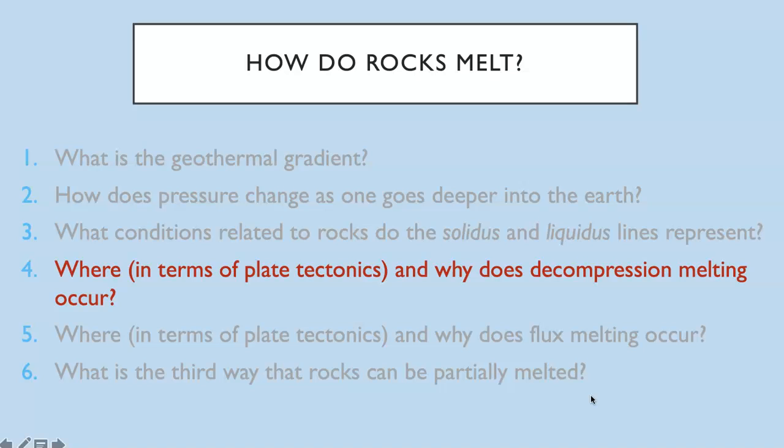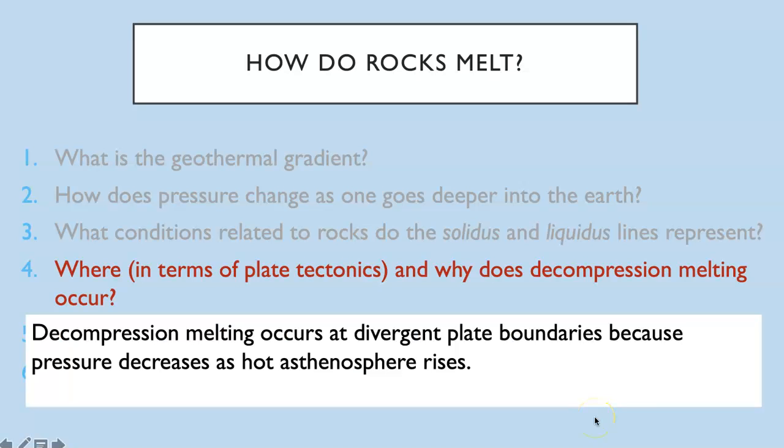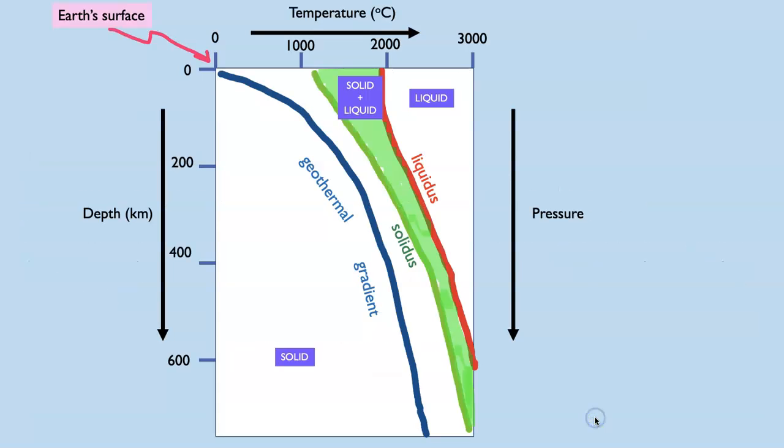So how do we melt rocks? Well, there are 3 ways. The first one I'm going to talk about is decompression melting. And this occurs at divergent plate boundaries because pressure decreases as hot asthenosphere rises. So let's put a point on our geothermal gradient. So here's a rock. Okay, this rock is at roughly 300 kilometers depth. And so by definition, this is its temperature, right? This is the temperature at 300 kilometers depth. So it's a solid rock.